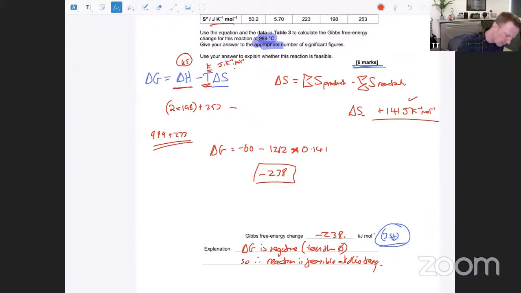So the other one I would remember for this, the other classic question, is to find the temperature at which a reaction becomes feasible, or find the temperature at which the reaction becomes not feasible. So what's our rearrangement here to find that temperature?